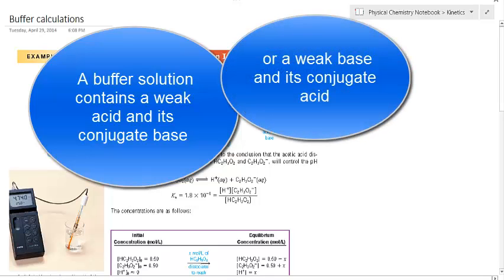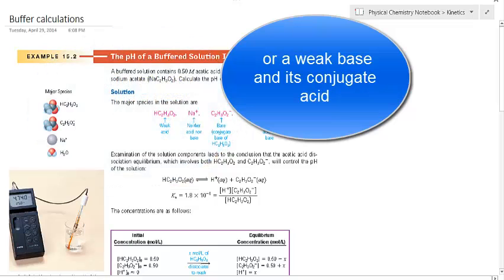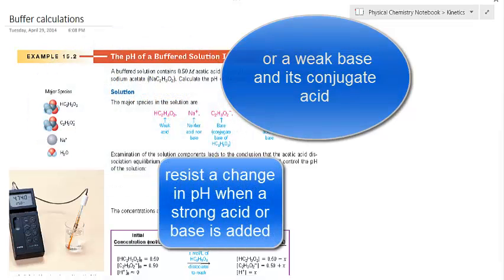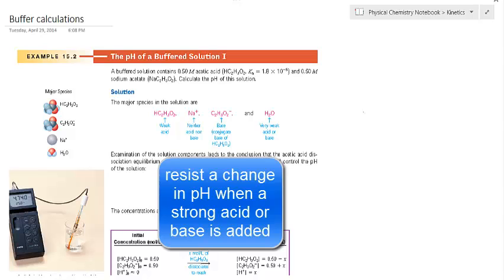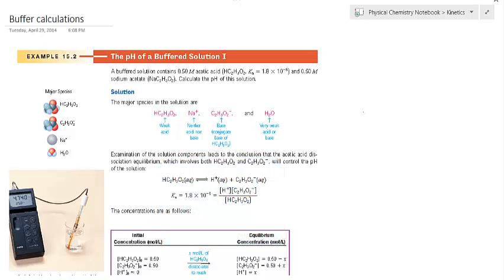And if the weak acid and the conjugate base are both in solution in roughly equal concentrations, then it resists the change in pH when you add acid or base to it. And that means that it has a buffering effect. That's our buffer definition, and we're going to use this for a calculation.